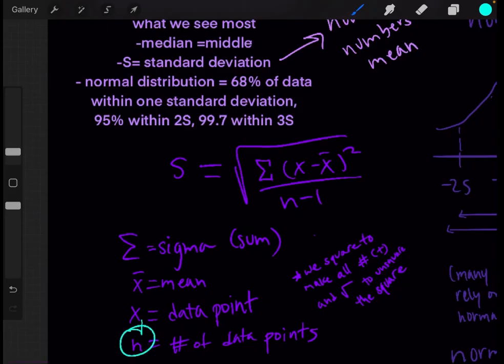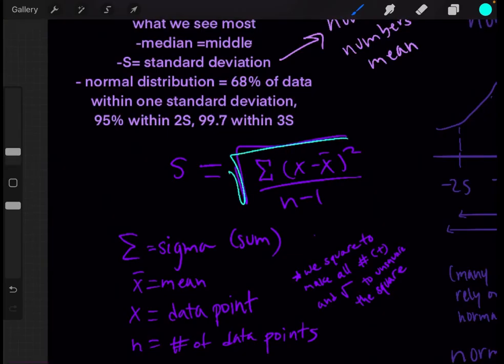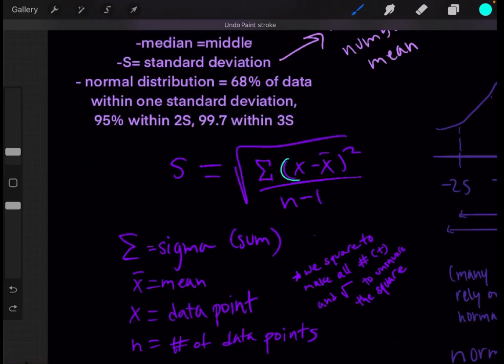So let's say we have 1, 1, 3. Then our n would be 3 because there are 3 data points, and we're subtracting 1 from it, and then we're square rooting it. So the reason we square this is because we want it to be a positive number when we add them together, and then we square root this to kind of unsquare the square, if that makes sense.